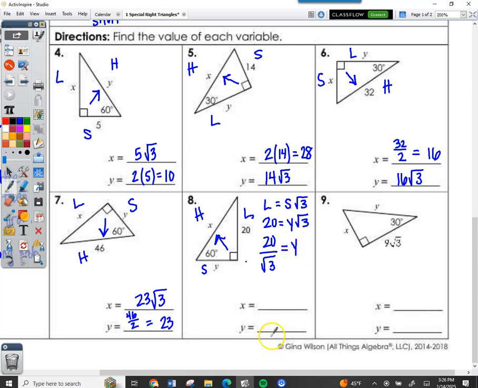And then, of course, you can't leave it like that. And that's where it's ugly.